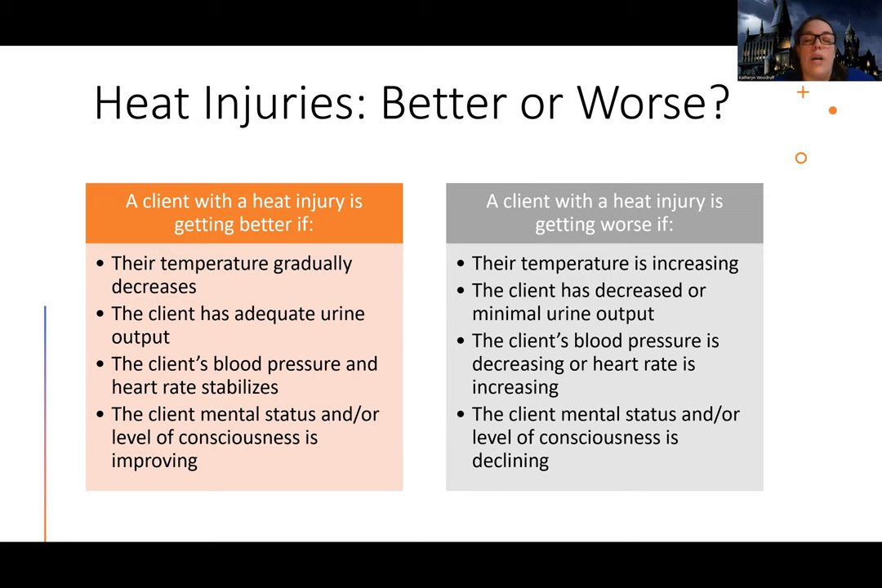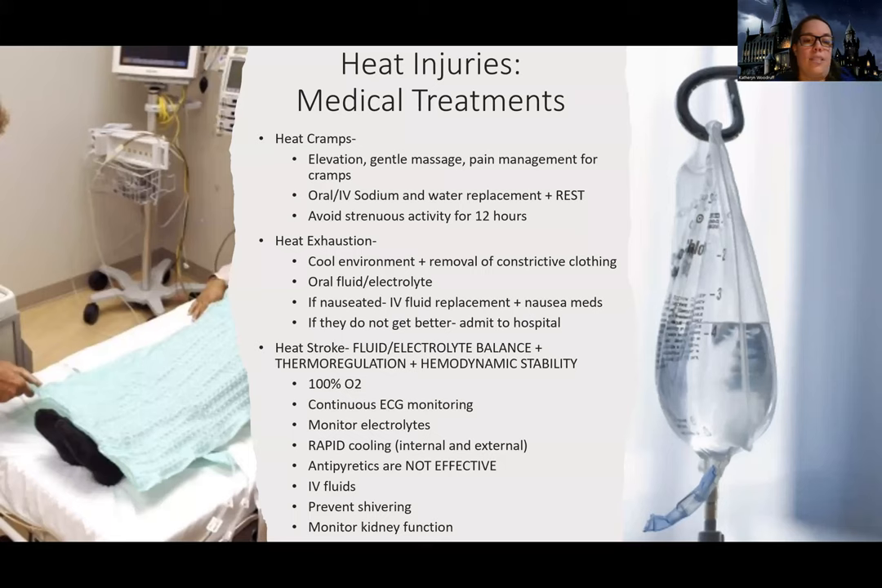Vital signs becoming more unstable, or if they're having a decrease or a worsening level of consciousness or mental status. So the treatment kind of varies because there are obviously different levels of severity for heat injury. For heat cramps, since it's just the muscle cramps and dehydration, we can elevate them, do gentle massage, and pain management if needed.